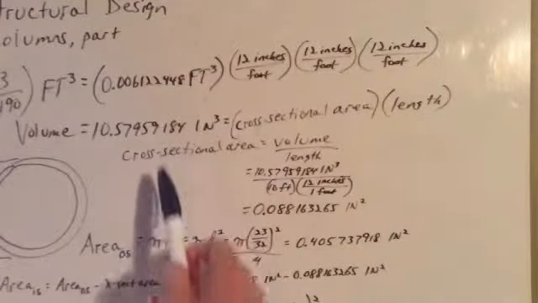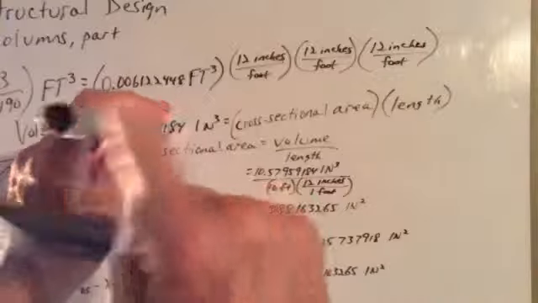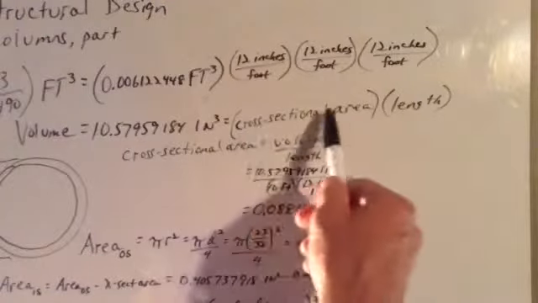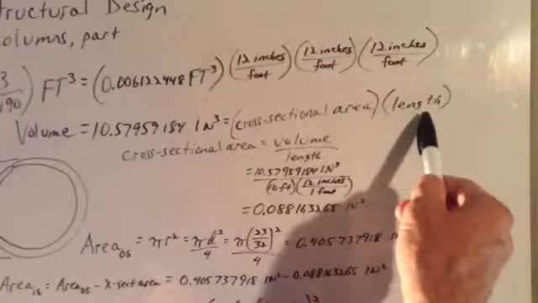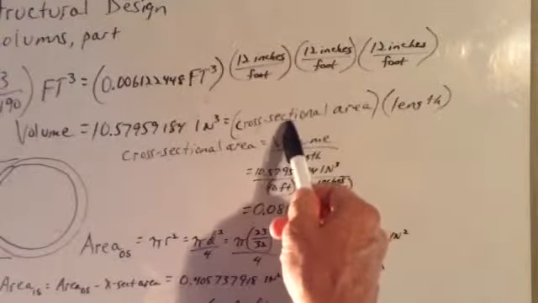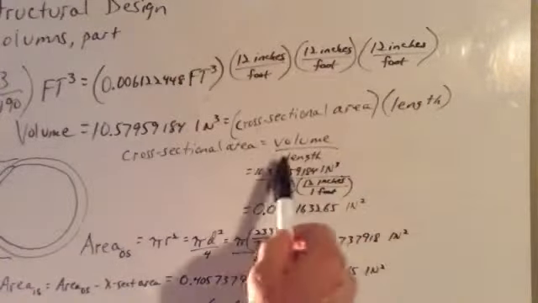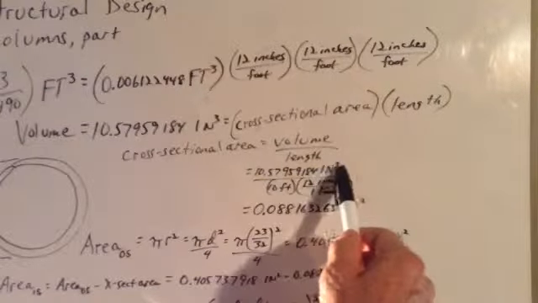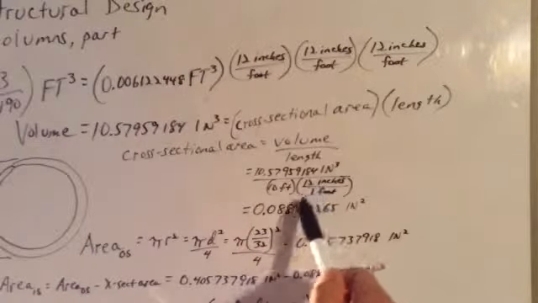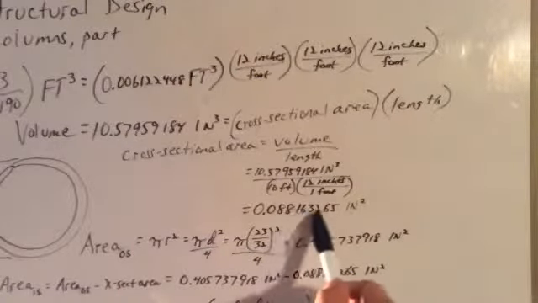cubic inches. Well, the volume is the cross-sectional area times the length. Volume, which is 10.5 cubic inches, equals the cross-sectional area times the length. We know the length is 10 feet, which is 120 inches. So let's figure out our cross-sectional area. It's going to equal volume divided by length: 10.5 cubic inches divided by 120 inches gives us a cross-sectional area of 0.088 inches squared.